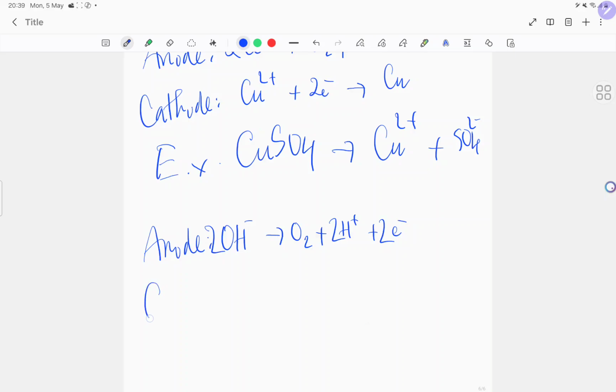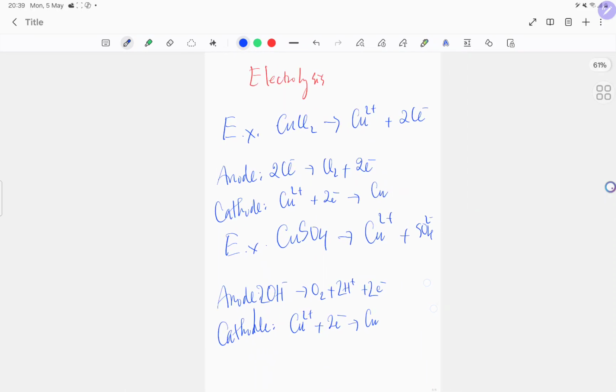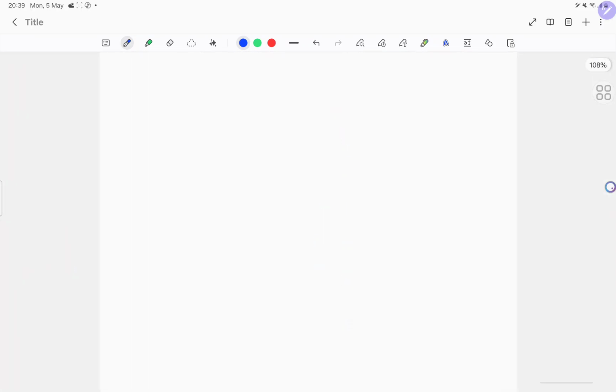How about the cathode now? It's Cu2 plus, right? So I still don't know when hydrogen will be formed. How do we decide? Okay, this example is for the hydrogen one.